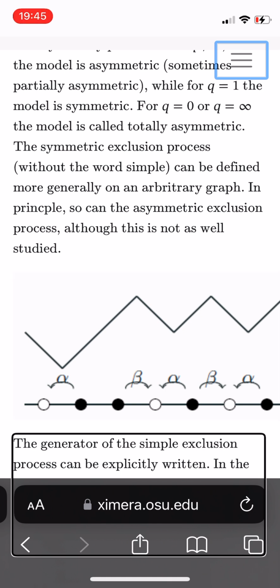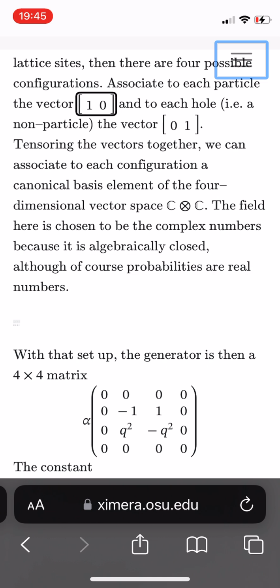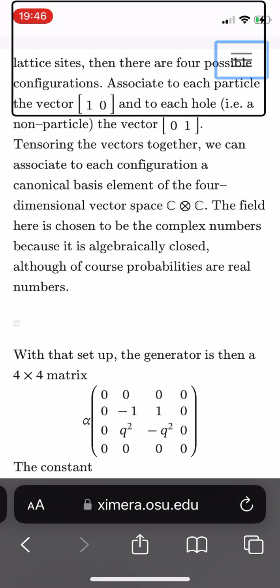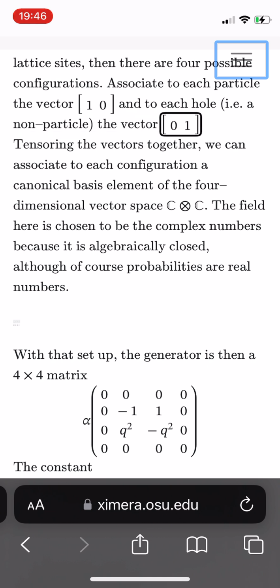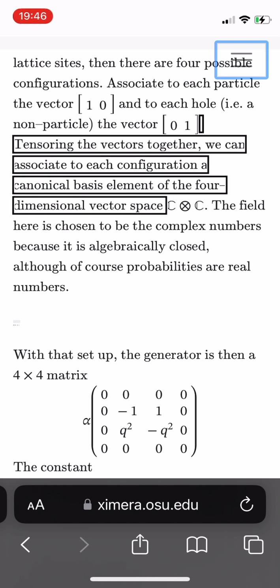In the most elementary case where there are two lattice sites, there are four possible configurations. Associate to each particle the vector (1, 0), and to each hole, i.e., a non-particle, the vector (0, 1). Tensoring the vectors together, we can associate to each configuration a canonical basis element of the four-dimensional vector space.